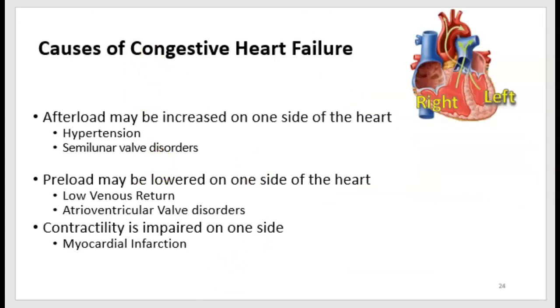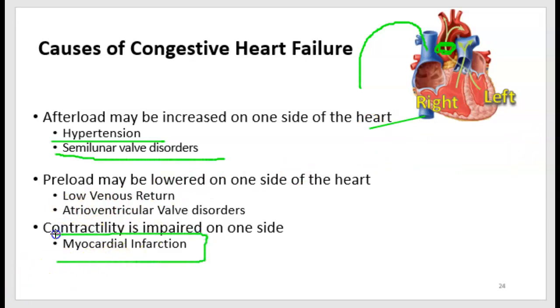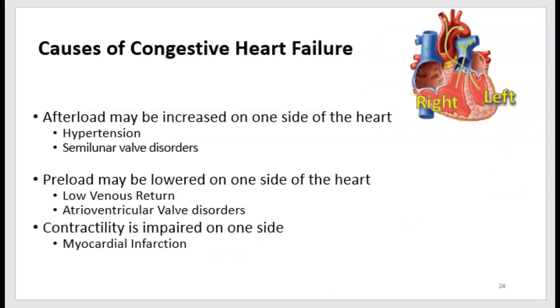Okay, so the causes of congestive heart failure, as I mentioned, might be due to some sort of a valve disorder, hypertension in the vessels. The vessels might have high pressure due to arteriosclerosis or something. But it could also be due to low venous return on one side but not the other, and contractility issues. So there's a lot of reasons that congestive heart failure can occur. The simplest one to think about is myocardial infarction. Part of the tissue's dead, so that ventricle's not pumping very hard.